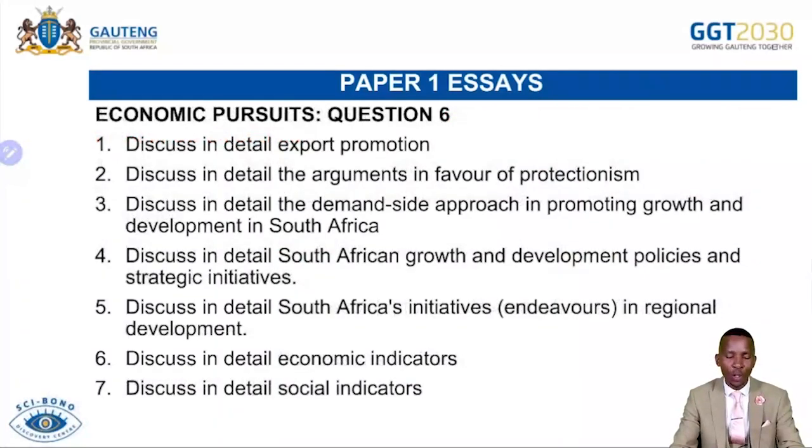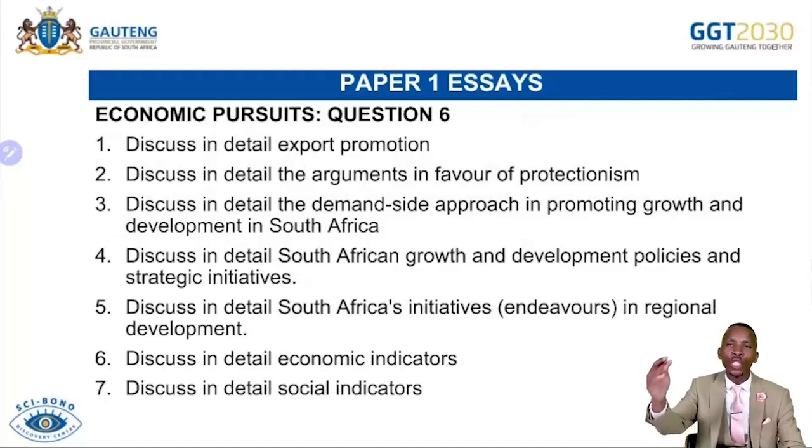And then economic pursuit questions. This is question 6 now. Discuss in detail export promotion. So it will depend. The examiner might seek maybe advantages and disadvantages. The examiner might seek approaches or methods, advantages, disadvantages. Be very careful. Check even the mark allocation as you answer, because approaches might be given 8 marks, and then advantages might be given 8 marks. That gives you 16, and then maybe disadvantages might be given 10 marks. Be very careful as you respond.